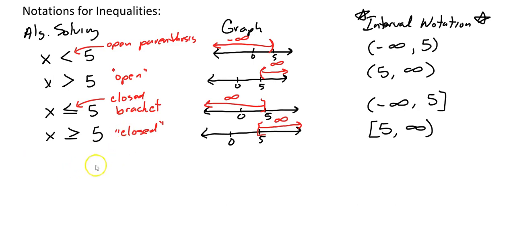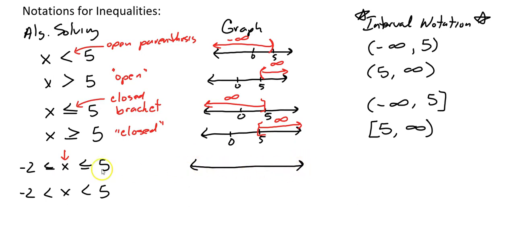Now let's do a couple of weird ones: negative 2 less than or equal to x less than or equal to 5, and negative 2 less than x less than 5. These always start reading in the middle. So x is greater than or equal to negative 2, and x is less than or equal to 5. These are going to be intersections. If we know we have 0 here, we can plot the negative 2 and plot the 5. These are not to scale, obviously.